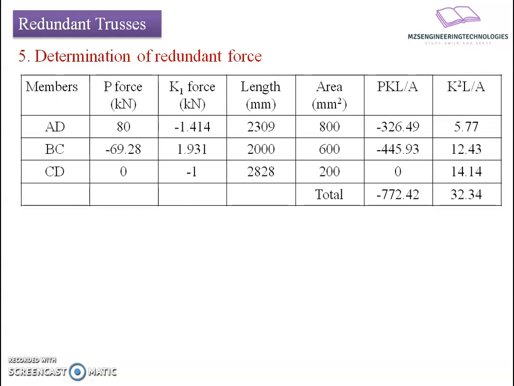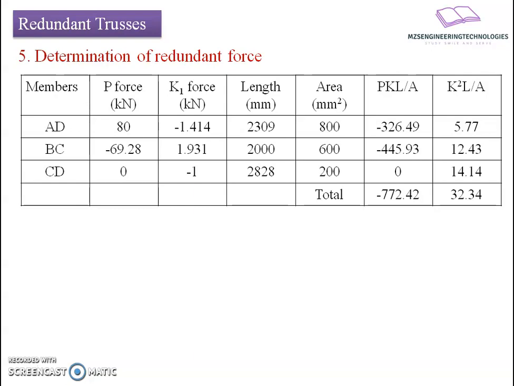The areas of the members were assigned to us. Area of member AD was given as 8 centimeter square, which we convert into mm square as 800, 6 centimeter square for BC is 600, and for CD it was 2 centimeter square, converted to 200 mm square. Now we require the product PKL by A. Since E is constant, I am not going to substitute the value of E here.